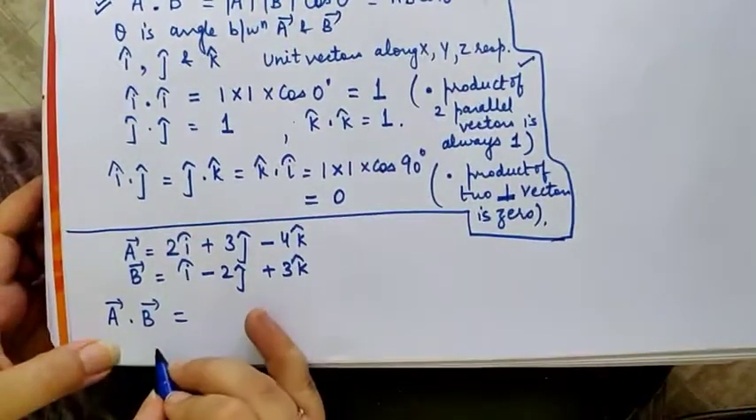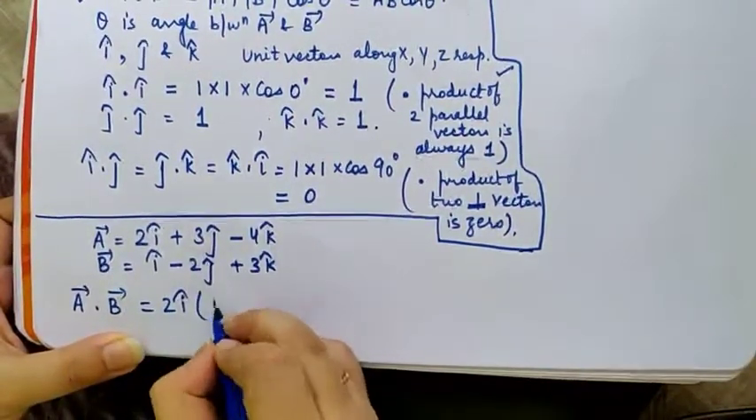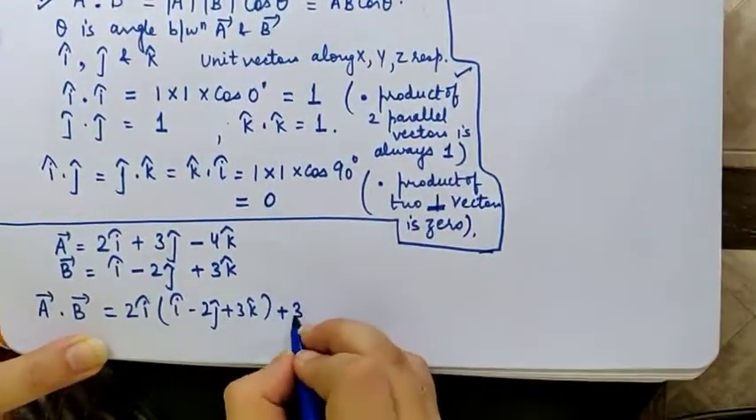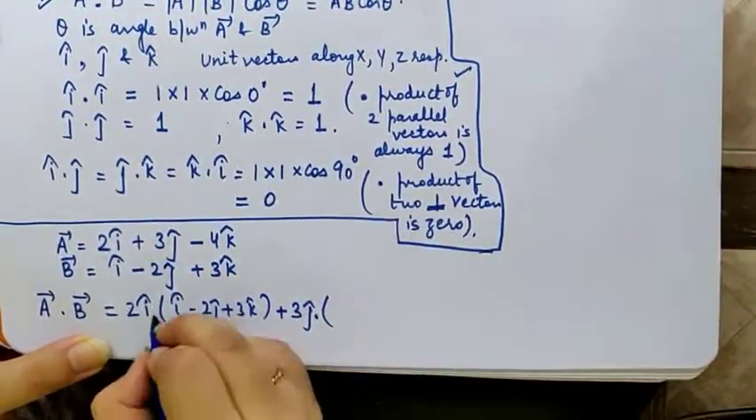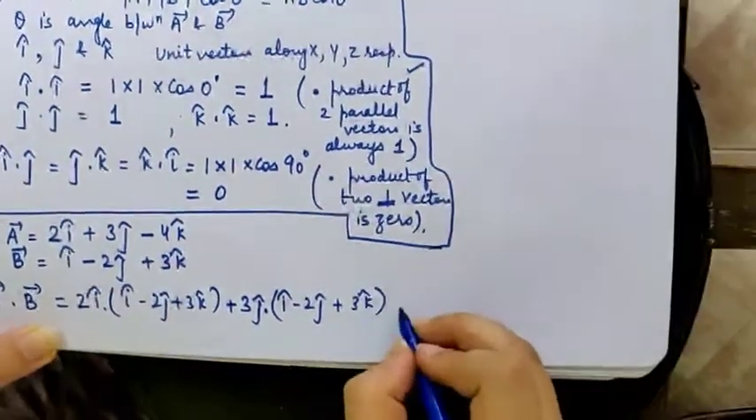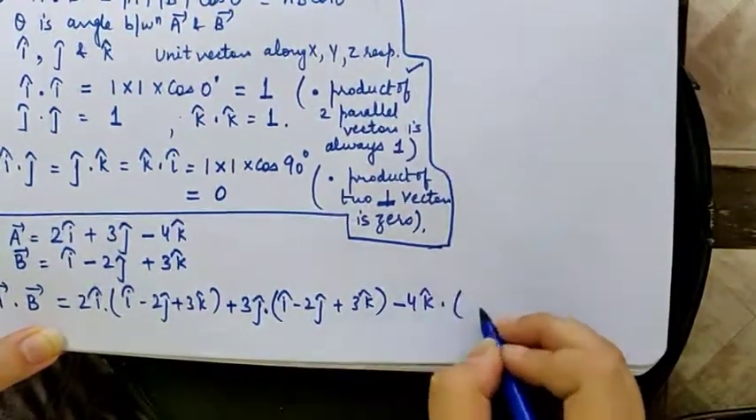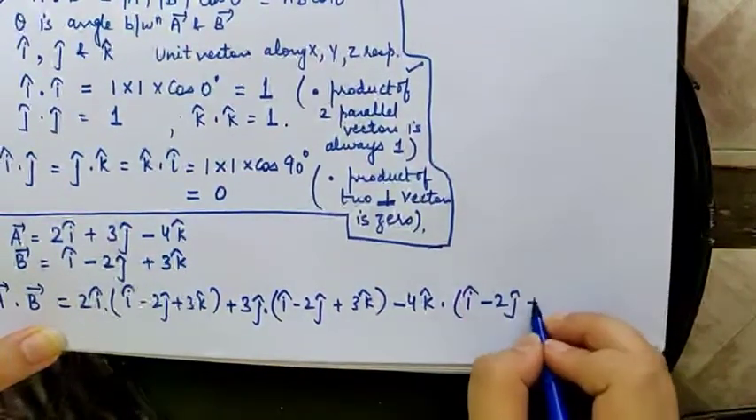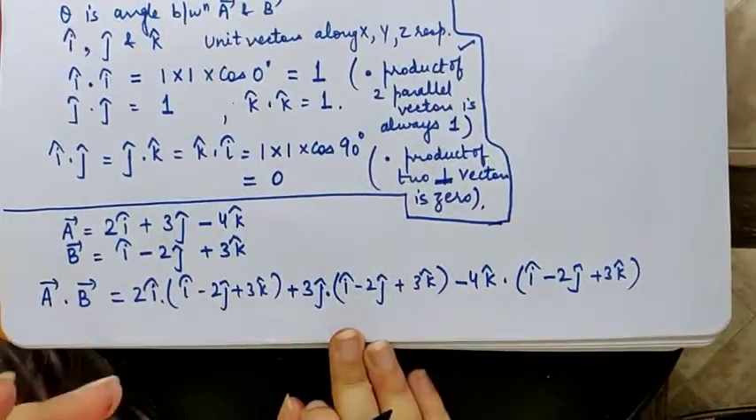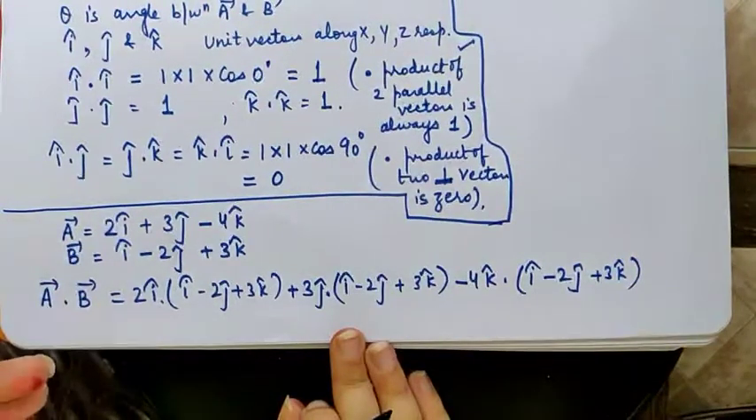While doing A dot B, if I apply a simple mathematical rule, then it will be 2i cap multiplied by (i minus 2j plus 3k). Similarly, plus 3j dot product with (i minus 2j plus 3k). Similarly, going to the next, minus 4k dot (i minus 2j plus 3k). This is the same thing that we always practice in maths. Simply in maths, if we have to multiply two equations, they are multiplied in the same manner.